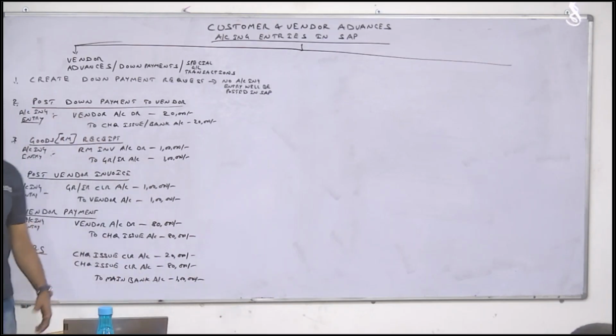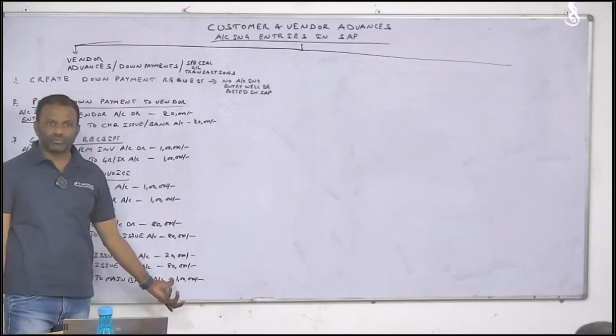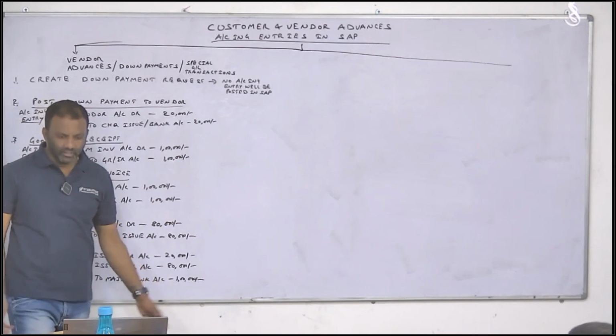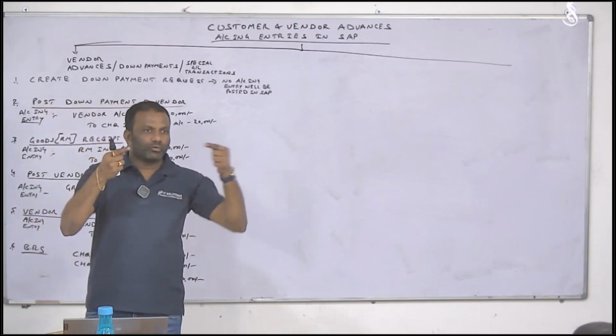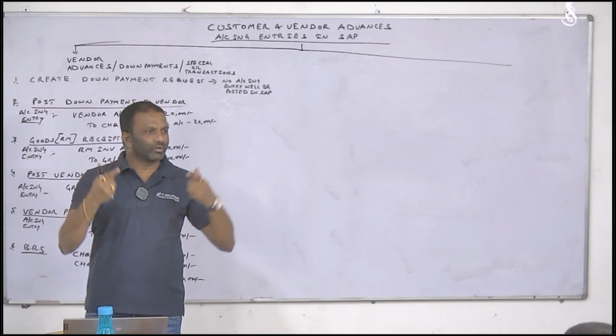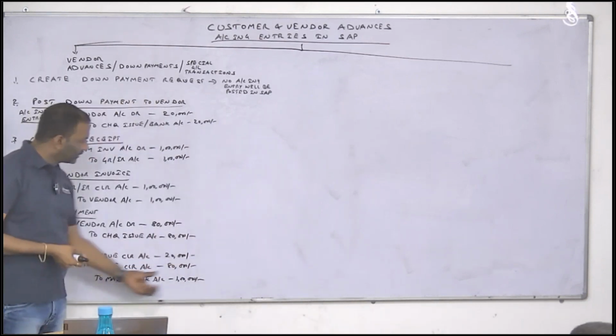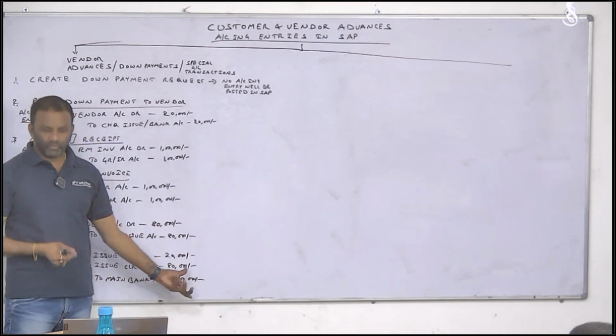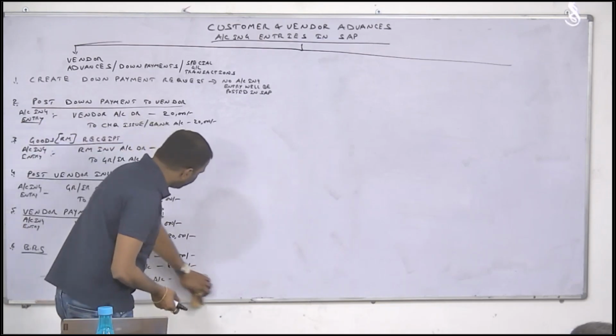Hope you got me. Here also, if you want to write 20,000 and 80,000, you can write; no problem for that. The system will take 20,000, 20,000, 80,000, 80,000. So here also main bank 20,000, main bank 80,000. For your better understanding, you can write it down in that way only.